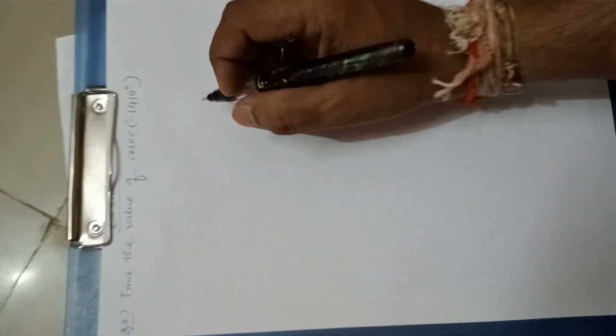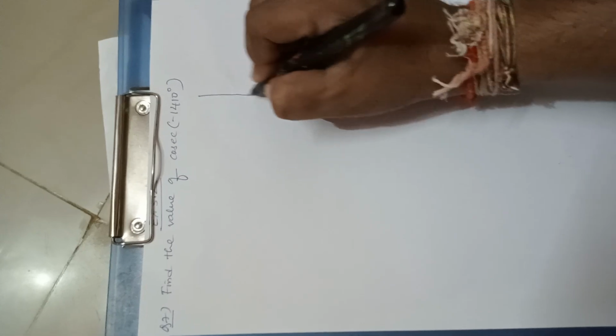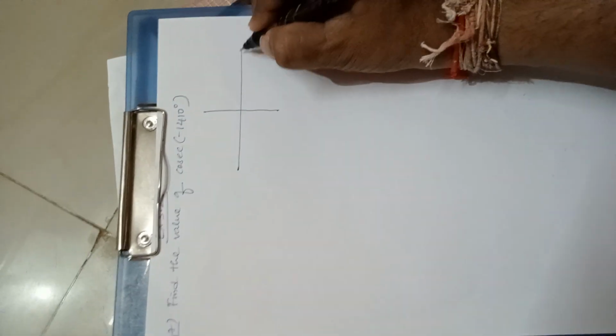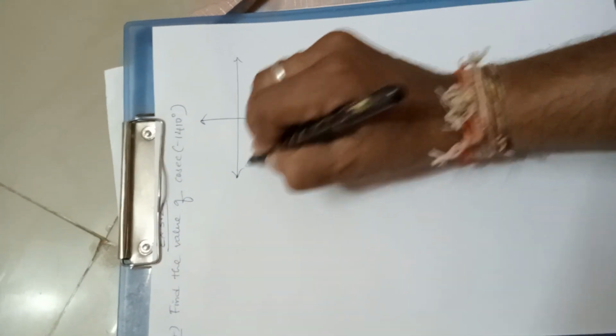Namaste everyone. In this video we shall find the value of cosecant minus 1410 degrees. For this we need to have some preliminary knowledge about the values of different trigonometric ratios in different quadrants.